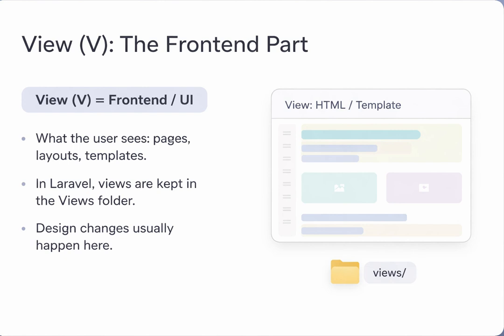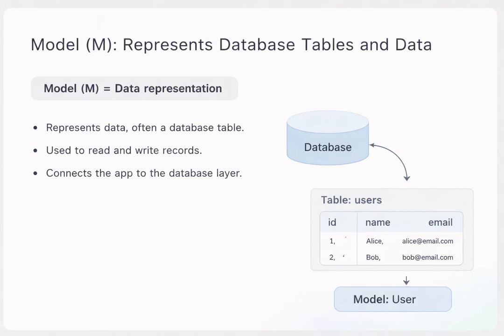In Laravel, views live in a dedicated views folder, and when you're changing the design or page layout, you're typically working in Vue files. Then the tutor explains the model. It represents data. In many Laravel applications, a model corresponds to a database table, like a user model representing a users table. Models are used to retrieve data and save changes back to the database, so they form the bridge between your application logic and stored data.